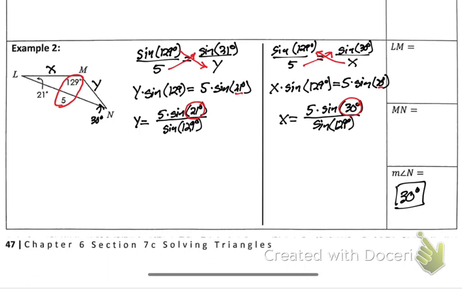But let's take a second and plug in both of these. Let's plug in our 5 times sine of 21 divided by sine of 129. And let's plug in our 5 times sine of 30 divided by sine of 129 and see what we get out. So I'll give you guys all a second to plug that in. You should all be plugging these in. I don't care how super confident you are using your calculator. Don't lose points on this quiz on Friday because you don't know how to plug something in.